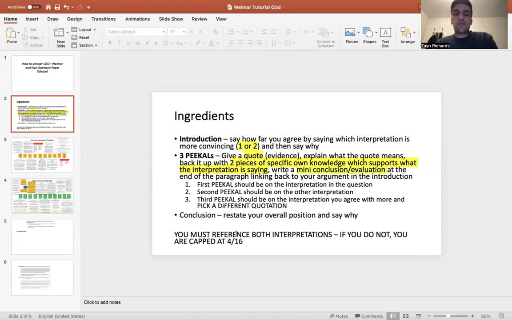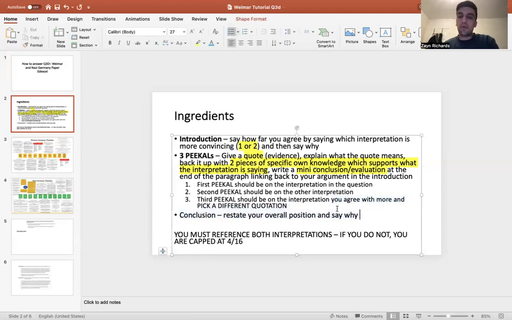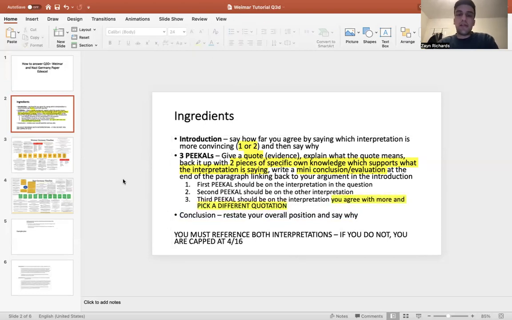In terms of your PCALs, your first PCAL should be on the interpretation in the question. So for R1, it's going to be on interpretation 2. The second PCAL should be on the other interpretation. And then the third PCAL should be on the interpretation you agree with more and pick a different quotation. Okay, that's really important. And then finally, your conclusion, you restate your overall position and say why.